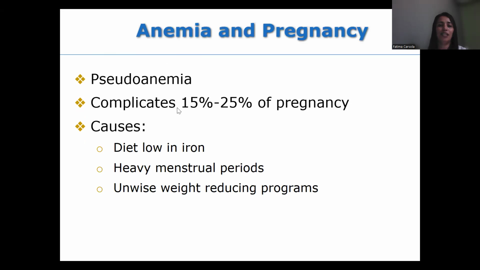Anemia in pregnancy. Anemia in pregnancy is also called pseudoanemia. When we say pseudoanemia, it is normal, but it could complicate pregnancy because the possible causes could be a diet low in iron, heavy menses, or unwise weight reducing programs.